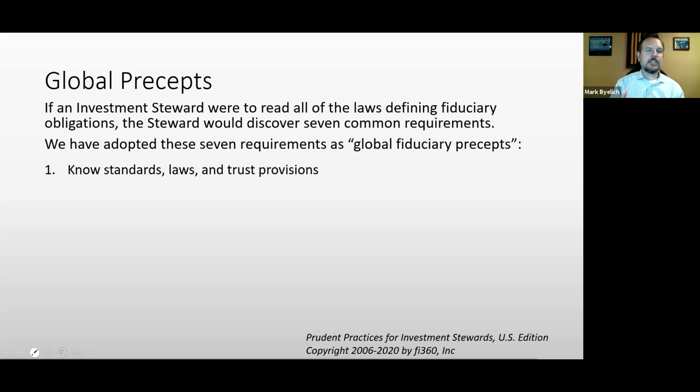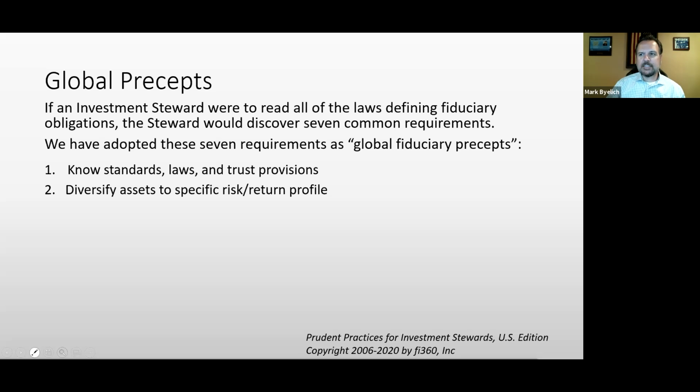You know, I see sometimes power of attorney documents, wills, trust documents that basically try to abdicate the fiduciary responsibility away from the power of attorney and trustee. You just can't do that. No sentence in a legal document is going to allow, in my opinion, and from what I've read and what I've seen, again, not an attorney, but in my opinion, no sentence in a legal document is going to provide for relief of a fiduciary responsibility for power of attorney, trustee, or executor. So you got to know those standards, laws, and trust provisions.